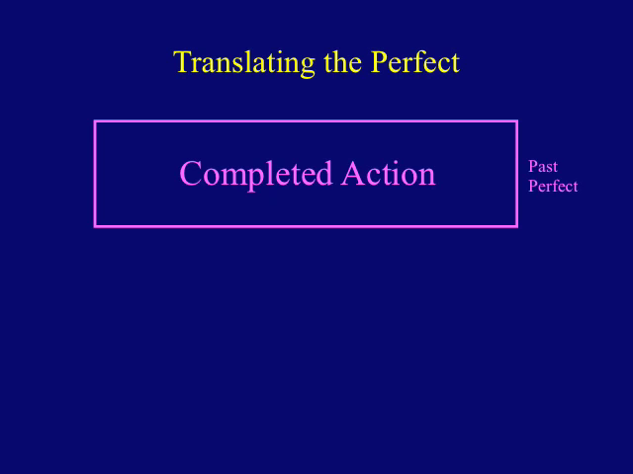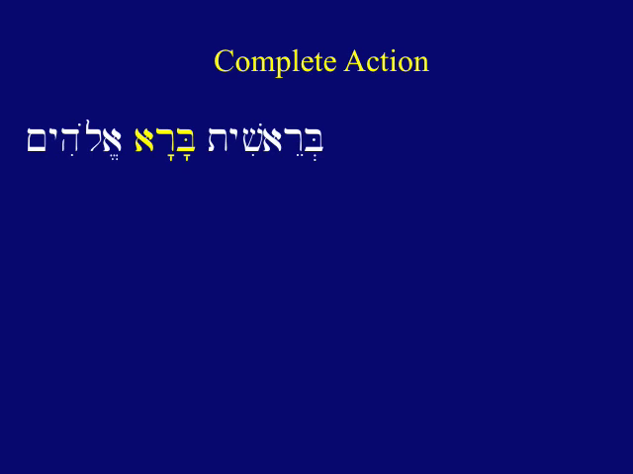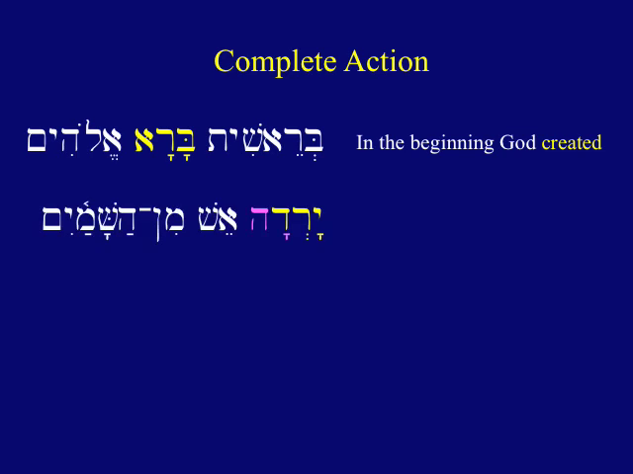That said, because much of our biblical text is narrative, especially much of what we learn in elementary Hebrew is narrative, most often the perfect will be part of a narrative that's narrating past action, and therefore we're invited to see that complete action in the past. Bereshit bara Elohim, in the beginning God created. Yarada eish min hashamayim, fire descended from the heavens.